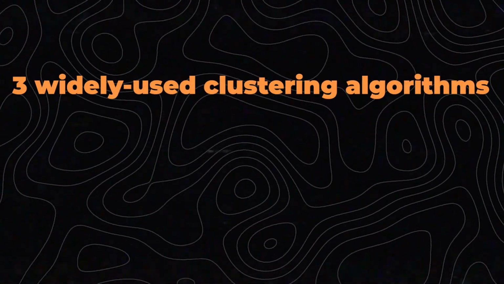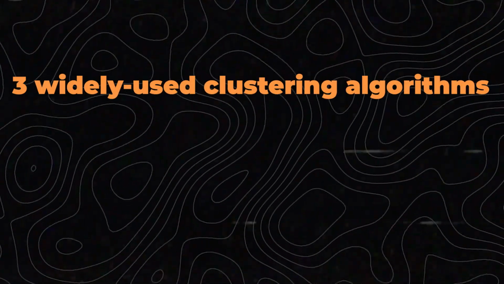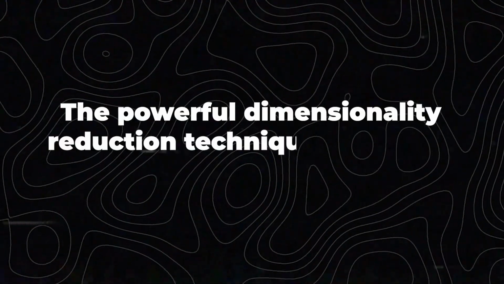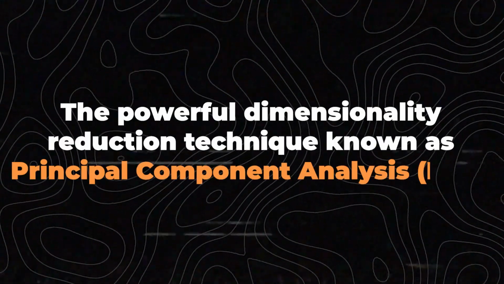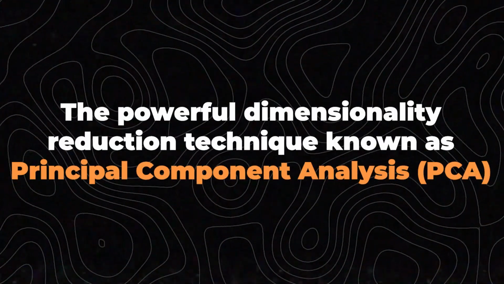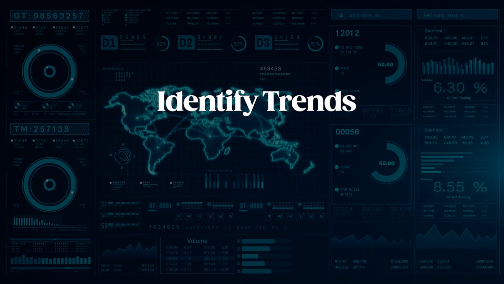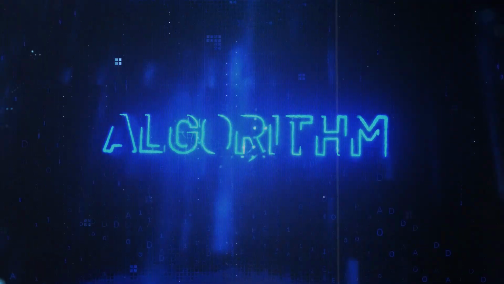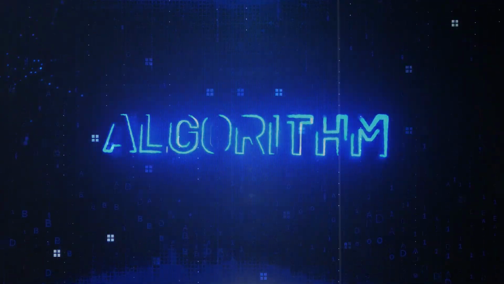This chapter explores three widely used clustering algorithms: K-means, hierarchical clustering, and DBSCAN, as well as the powerful dimensionality reduction technique known as principal component analysis, PCA. These methods help identify trends, reveal categories, and segment data efficiently. We'll delve into each algorithm, its unique features, applications, and benefits, with a particular focus on their use in finance.